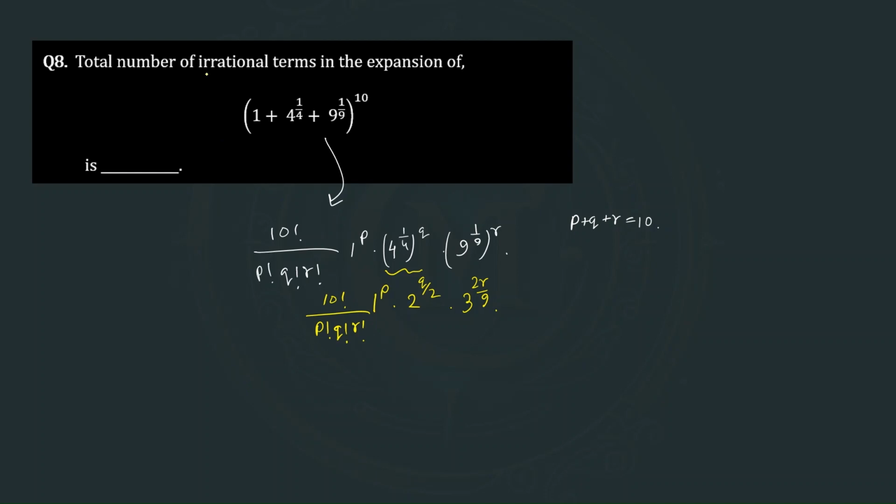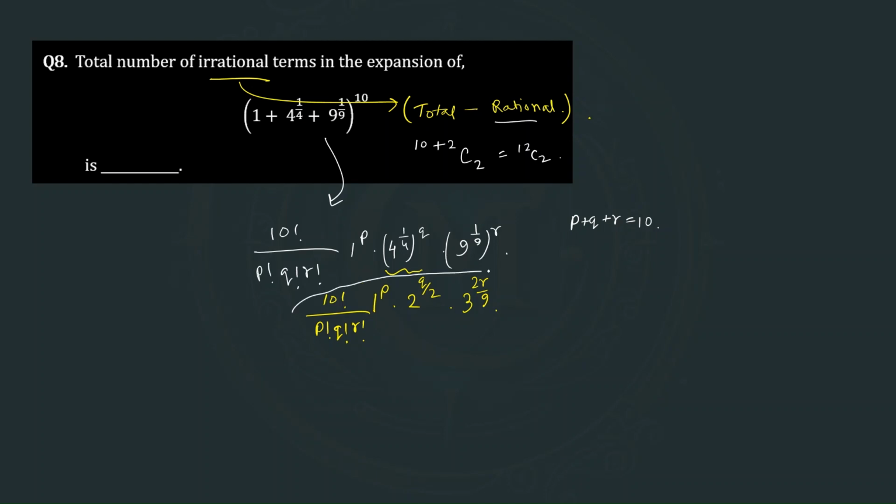So if we are to calculate the number of irrational terms, we can say that number of irrational terms will be total number of terms minus total number of rational terms. So total number of terms is known to us, which is 10 plus 3 minus 1, so 12C2. Now we have to calculate number of rational terms in this expansion and then subtract them.